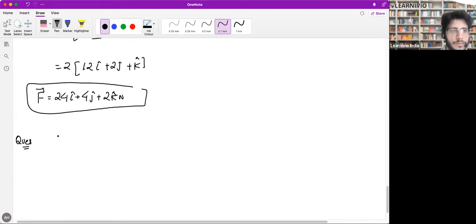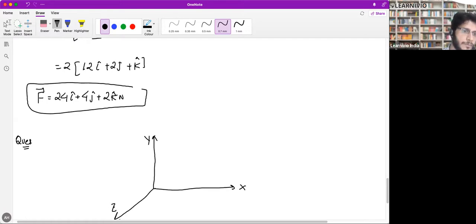So the question says, this is x-axis. This is y-axis. This is z-axis. So you have a positively charged particle. This particle is moving with certain velocity parallel to x-axis. There is some electric field parallel to y-axis. So a positively charged particle experiences force in the direction of electric field. So this plus Q will experience force in the upwards direction.